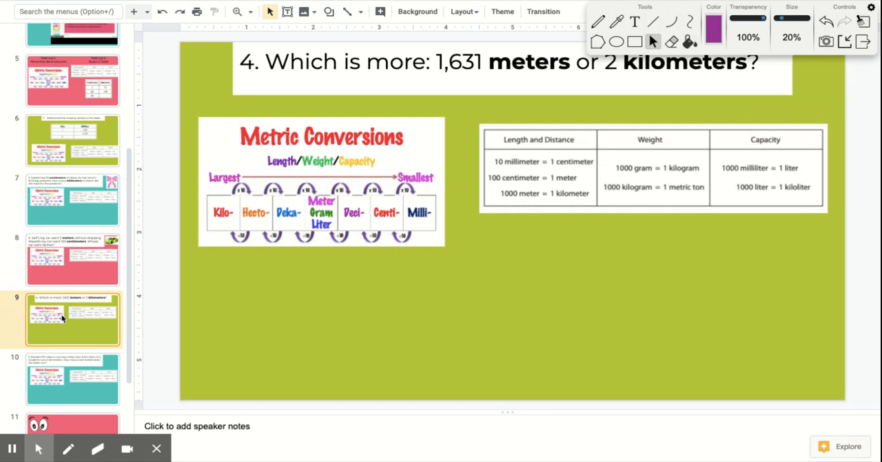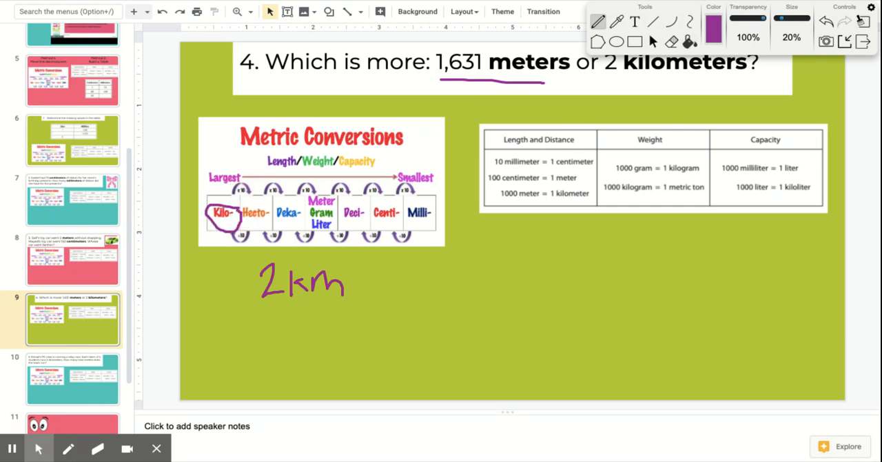Number 4, which is more, 1,631 meters or 2 kilometers? So let's figure this out. If I'm looking at my chart, I am going to take the 2 kilometers, okay, and I'm going to figure out what that is in meters. You also could have taken 1,631 meters and converted that to kilometers. That would be okay too. I usually convert the bigger unit. That's just my preference.